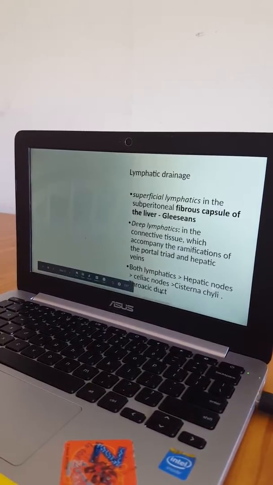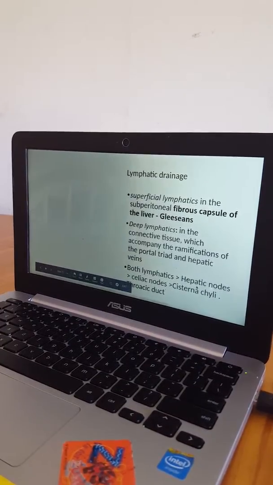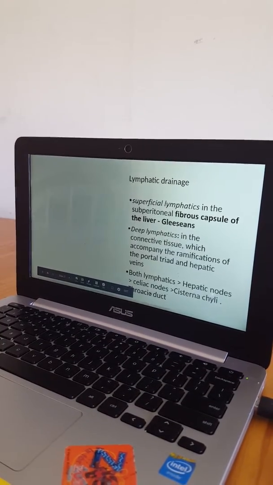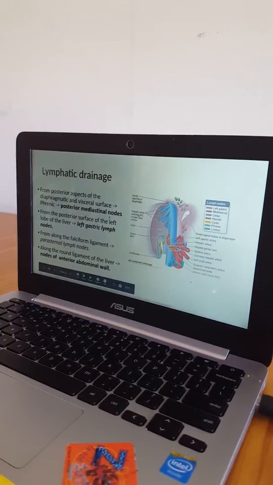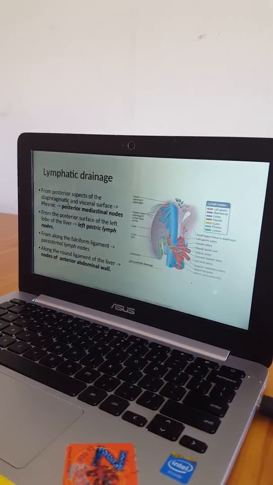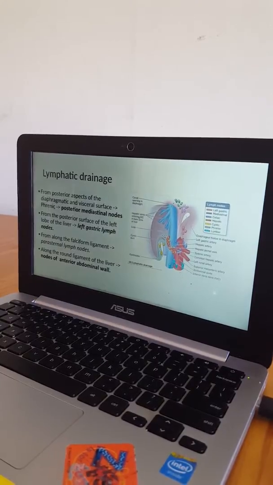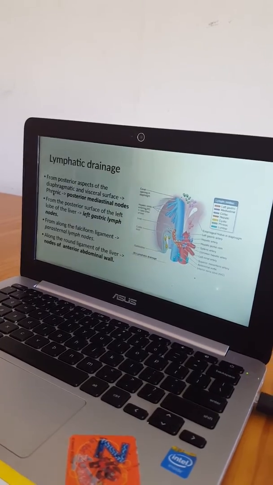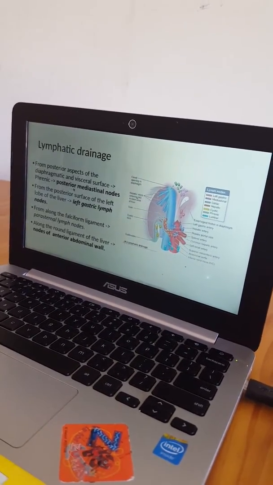This is discussed more in the lymphatic system, but the main thing you should know about the hepatic nodes and the celiac nodes is that these are terminologies used for the lymphatic drainage. You can see that from the posterior aspects of the diaphragmatic and the visceral surface, they go to the phrenic nodes. Makes sense, because the diaphragm lies on the posterior side of the liver. So phrenic goes to the posterior mediastinal nodes.